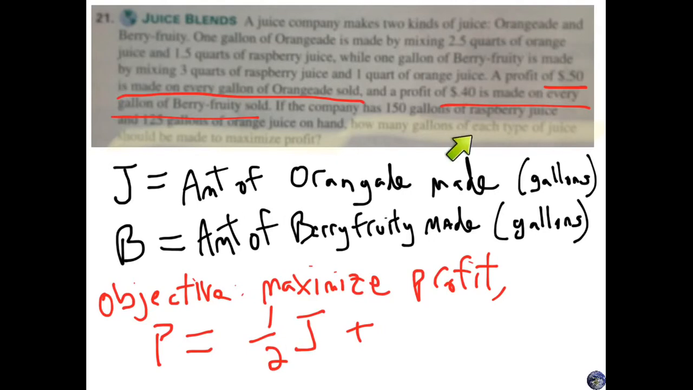So now let's go ahead and go on to the berry fruity. So it's 0.4 of a dollar. So 40 cents is made on every gallon of berry fruity. So that's going to be 0.4 times B. But again, I'm not a big decimal fan, so 0.4 in fractions is 4/10, which I'm going to go ahead and reduce to 2/5. So now we've got our objective function. Here's our objective function. For profit, P equals half J plus 2/5 B, and we're trying to maximize that. Here are our variables. J is the amount of orangeade in gallons. B is the amount of berry fruity that we're going to make in gallons.